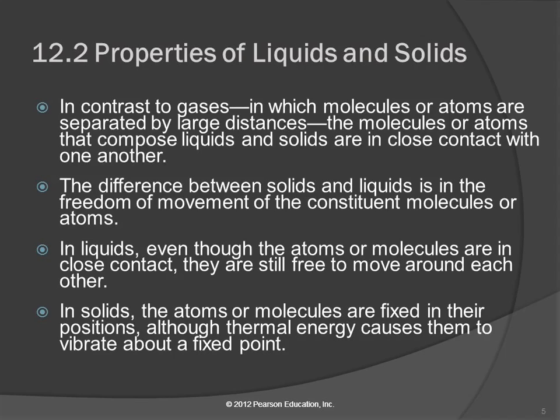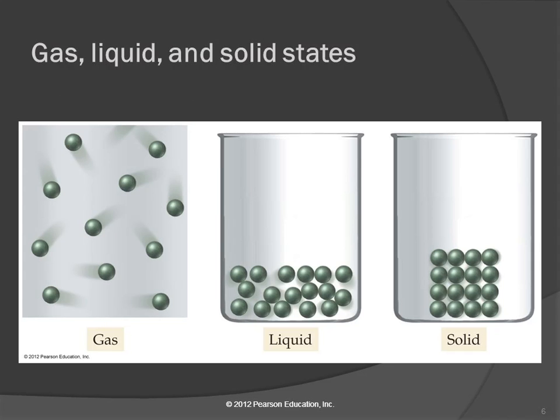What's the difference between a liquid and a solid? They both have close particles. Well, in a liquid, the particles are able to move relative to each other, and in a solid, they're fixed. They're still moving, but they're fixed relative to each other. So here's an illustration. Here we've got the gas. The particles are widely spaced, and they're just going their own way, not interacting with each other at all. In a liquid, the particles are close together, but they can move around. In a solid, they're arranged in a particular order, and they just wiggle.